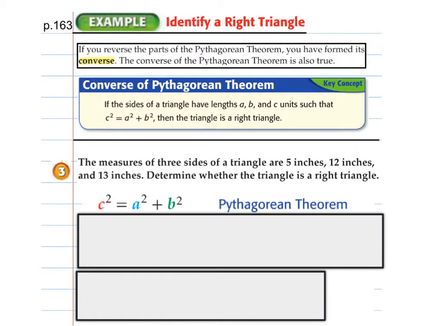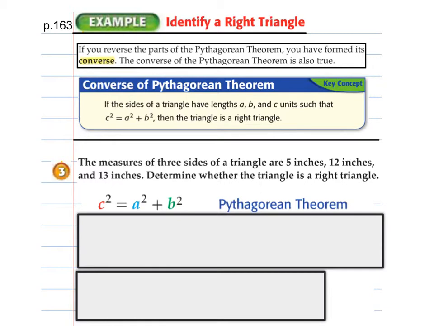Another tool that we can use the Pythagorean theorem for is to identify if 3 side lengths form a right triangle. So if we reverse the parts of the Pythagorean theorem, you have formed its converse. The converse of the Pythagorean theorem is also true. So if the side lengths of a triangle have lengths a, b, and c units such that c squared equals a squared plus b squared, then the triangle is a right triangle. So if you take 3 side lengths a, b, and c and plug them into the Pythagorean theorem and it's true, then that triangle is a right triangle.